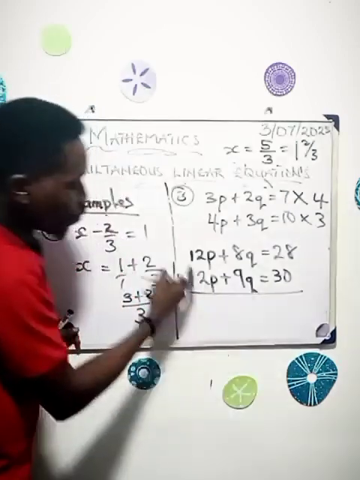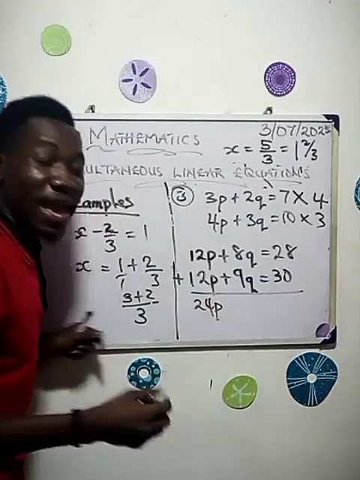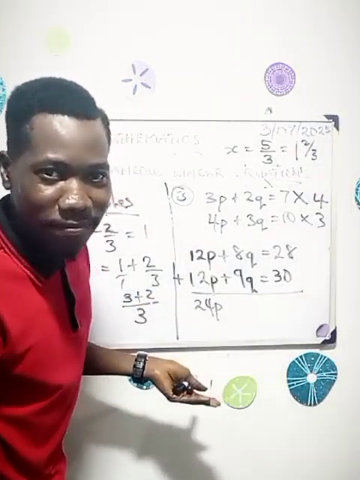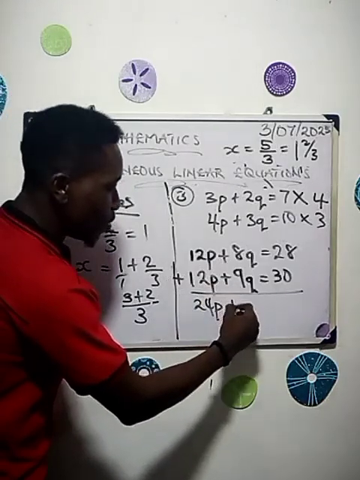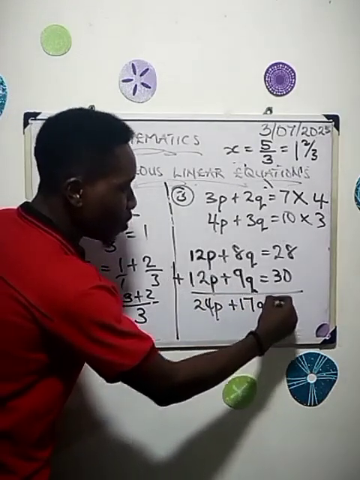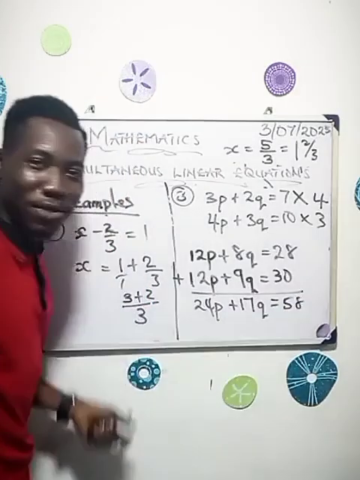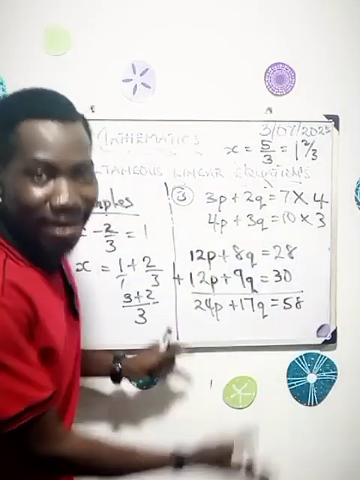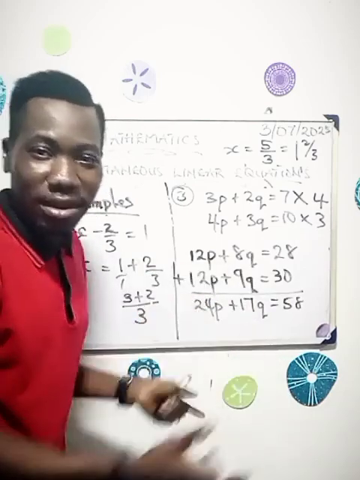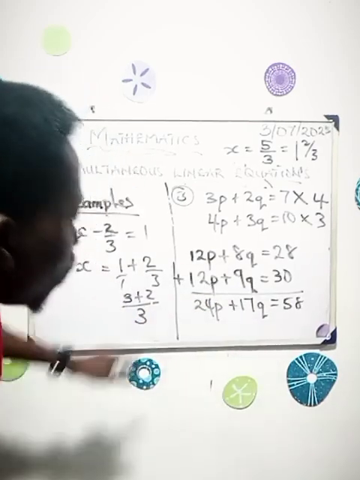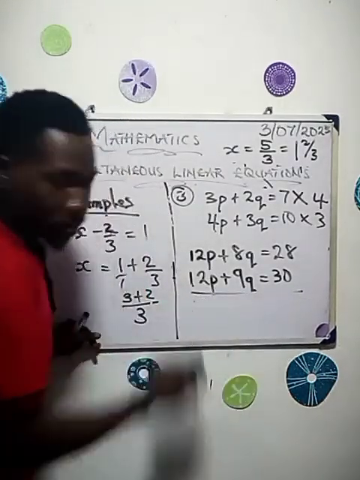What will happen is that you're going to have 12p plus 12p, which gives you 24p, and it means that p has not been eliminated. Then you're going to have 8q plus 9q, which gives 17q equals, 28 plus 30 equals 58. You've just compounded the whole issue. You just added another equation with both variables in it. So what we do is to subtract.